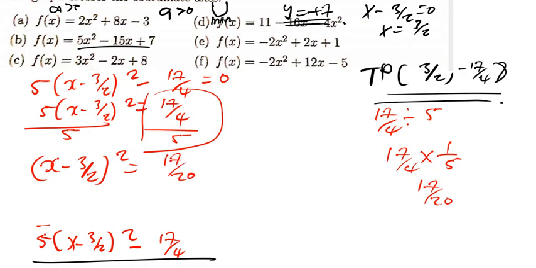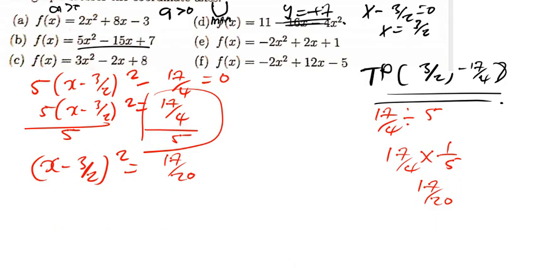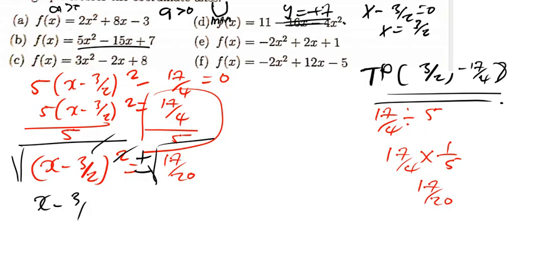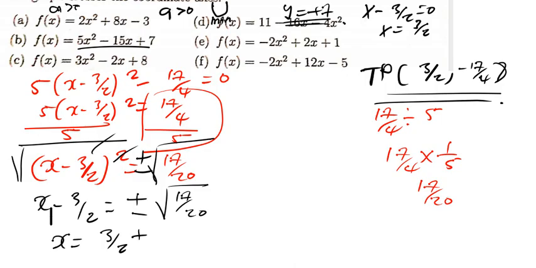So then I can clearly see that when I have this, I'm going to square root both sides. Once I square root this side, I have to put plus or minus, meaning the square and the square root have cancelled out. x minus 3 over 2 is equal to plus or minus the square root of 17 over 20. When I reach this point, shift this to the other side. So x will be equal to 3 over 2 plus or minus root 17 over 20, like that.